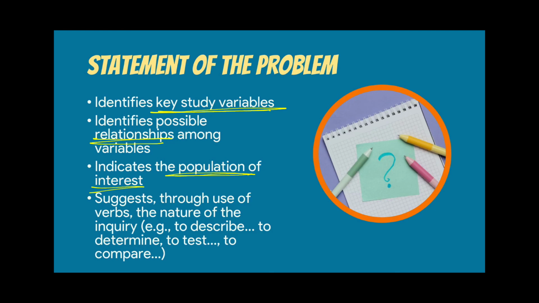And usually, the verbs that we use are transitive: to describe, to determine, to test, to compare. Usually what we use is to identify or to determine or to test. That's what we usually use for observational studies. All right? Because there are certain verbs that are very much qualitative, like for example, to explore, to understand. So those are more qualitative in nature. So the verbs that we use in the statement of the problem will give the reader a clue that this is a quantitative study or a qualitative study.